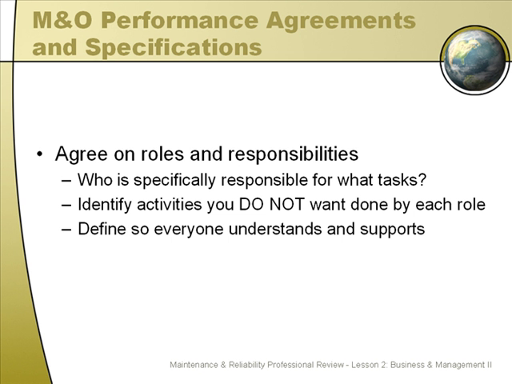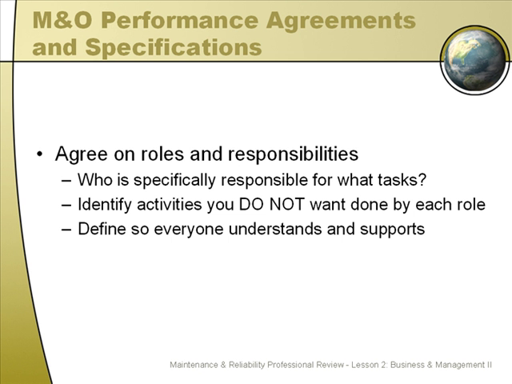The next thing to do in performance agreements and specifications is to agree on the roles and responsibilities of all individuals. Indicate who is specifically responsible for what tasks. I've seen this done before in what they call a responsibility matrix, where each individual task in the process is identified and the job title or position is identified as the primary responsible party, and a secondary responsibility is sometimes also identified in case one of those key personnel are out of the plant.